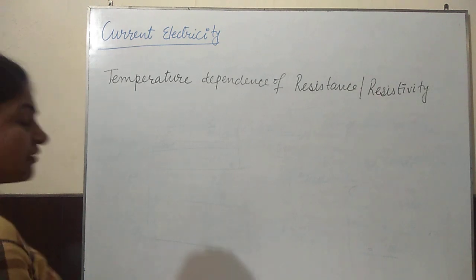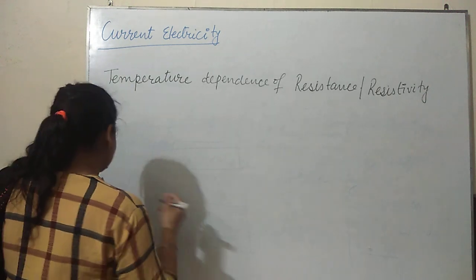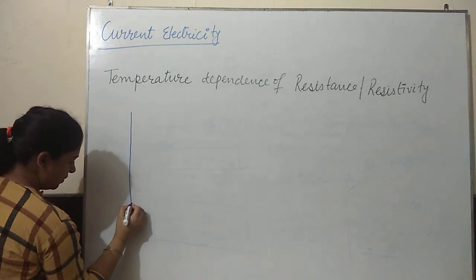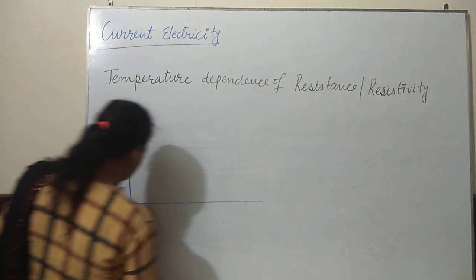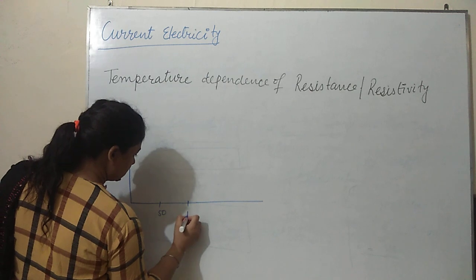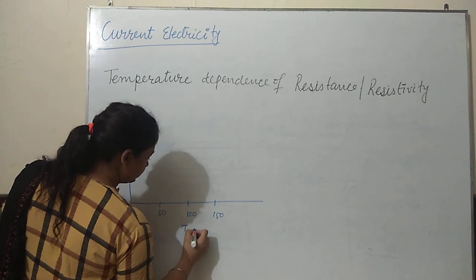Now let us draw the graphical representation of some of the materials. First, I am drawing for the copper. Copper is a conductor or metal. 0, 50, 100. This is the temperature.